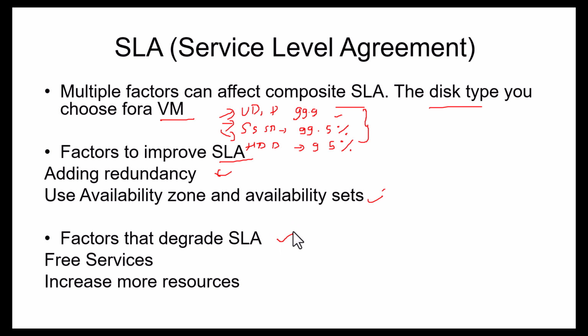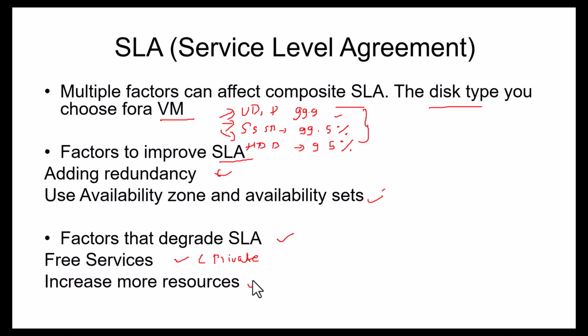Now there are a few factors which definitely degrade your SLA. For example, if you are using any service which is in private mode, let's say a new ABC service in Azure, and you are using that service in your application even though it has not reached general availability, in that case you are killing your SLA and degrading it. So always go with generally available resources in your application so that you have maximum SLA from the Azure side.